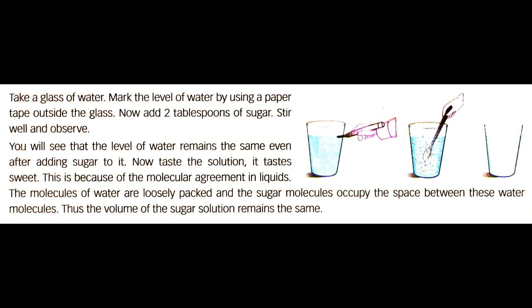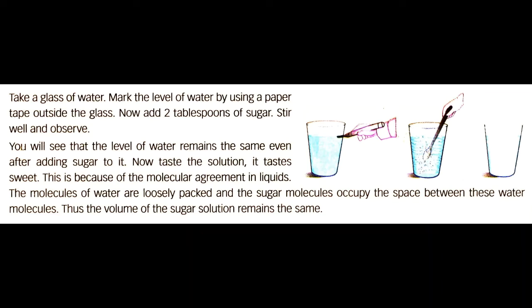It's a very easy activity. You can do it at home. Take a glass of water and mark the level of water by using a paper tape outside the glass. And now add 2 tablespoons of sugar. Stir it very well. Now you see the level of water remains the same even after adding the sugar. Taste this solution, it tastes sweet. So the sugar must be inside the water.